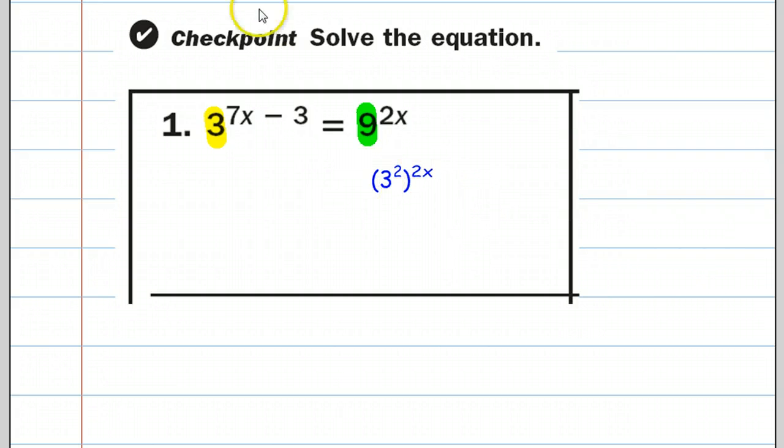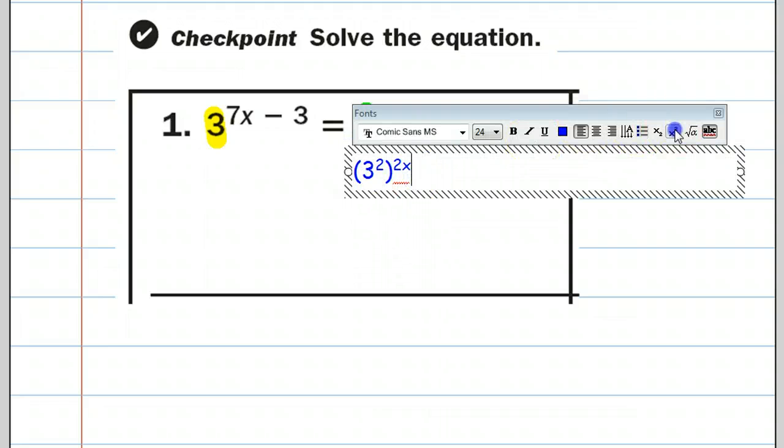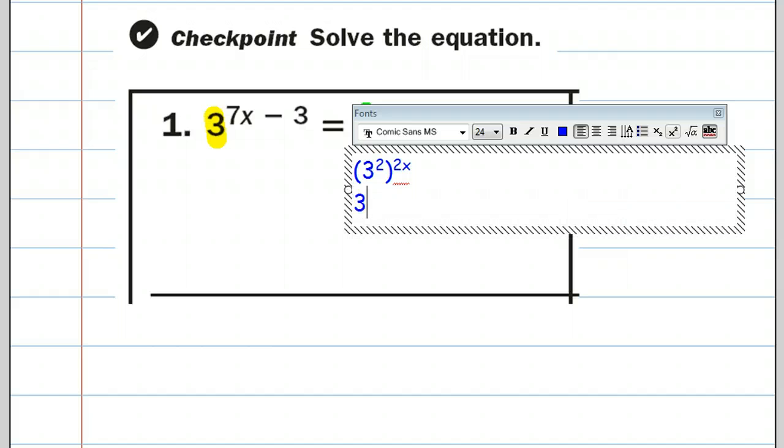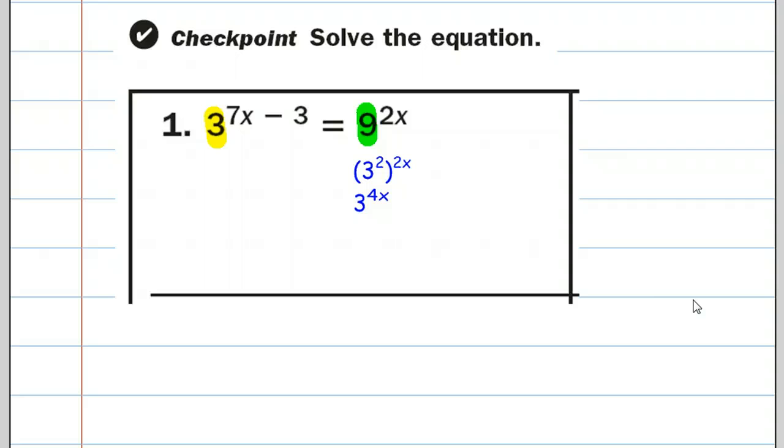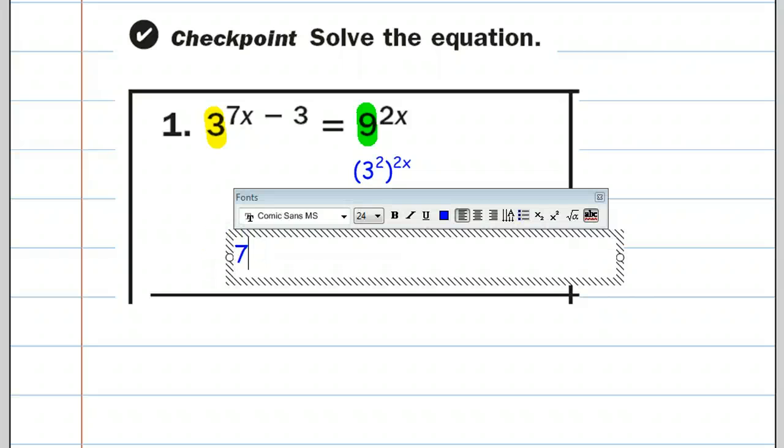Okay? So as you can see now we have the same base. Well, almost have the same base, because now I have to do the power properties. So let's see. I'm going to rewrite this as 3 to the power of 2 times 2x, so that's 4x. We multiply the 2. Okay? So now that we have that, we can say they now have the same bases. And then we can use the power property to say that 7x minus 3 is equal to 4x. And then do our lovely algebra.